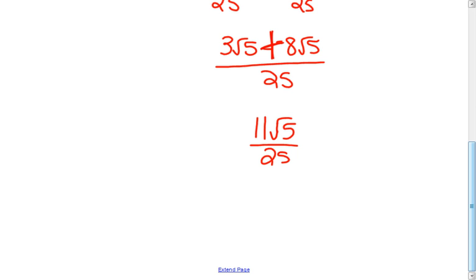And some people ask me, can I cancel that 5 or reduce the 5 with the 25? And no, you can't, because the 5 is inside the radical and the 25 is outside of the radical. And that is all I can do on this problem.